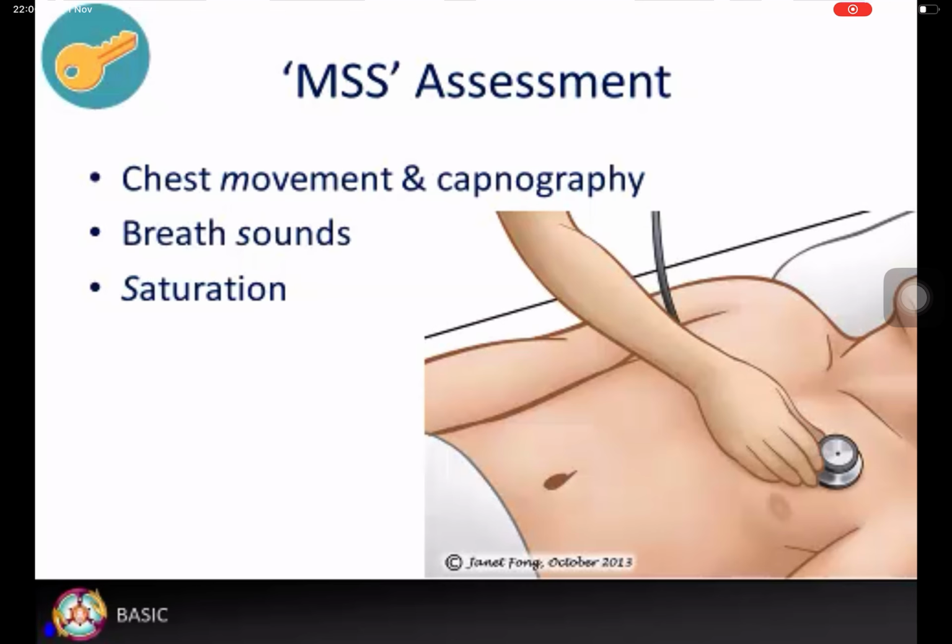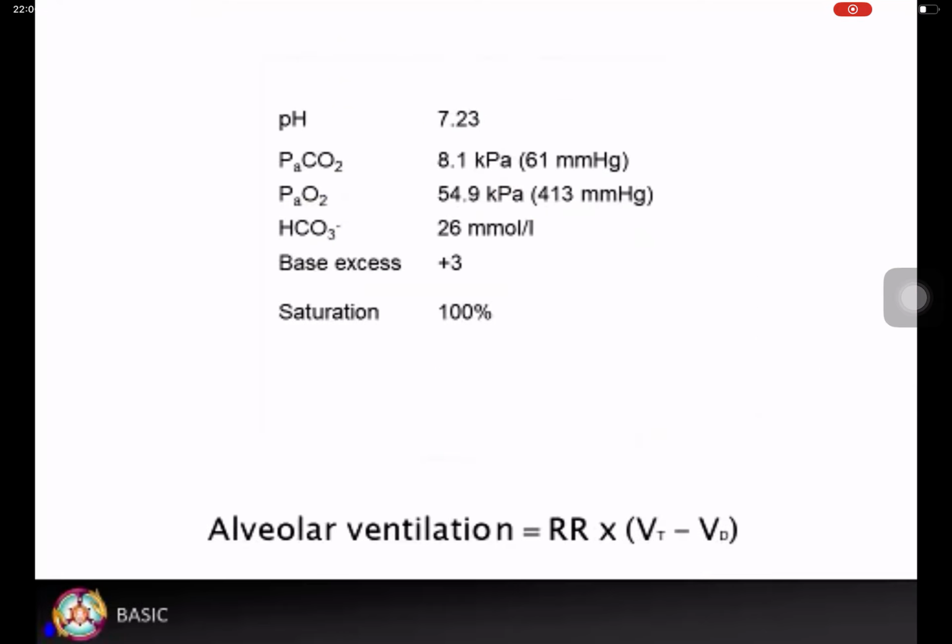Whenever we apply a treatment or change a ventilator setting, it is vital to assess the response. Do an MSS assessment. Look for chest movement, listen to the chest sounds, and look at the saturation. A blood gas is also useful, but you need to wait for about 20 to 30 minutes before the PaCO2 will equilibrate and reflect the adequacy of ventilation. So here is the blood gas. What would you do in response?